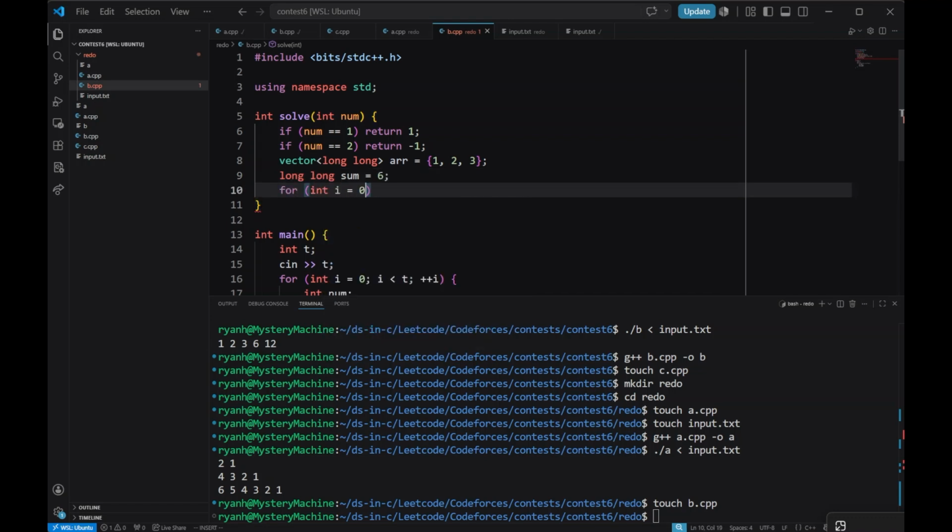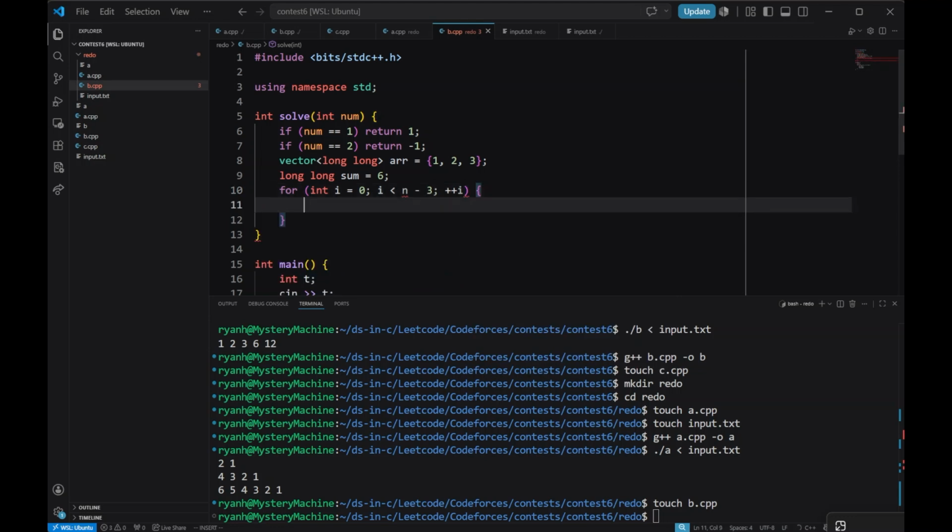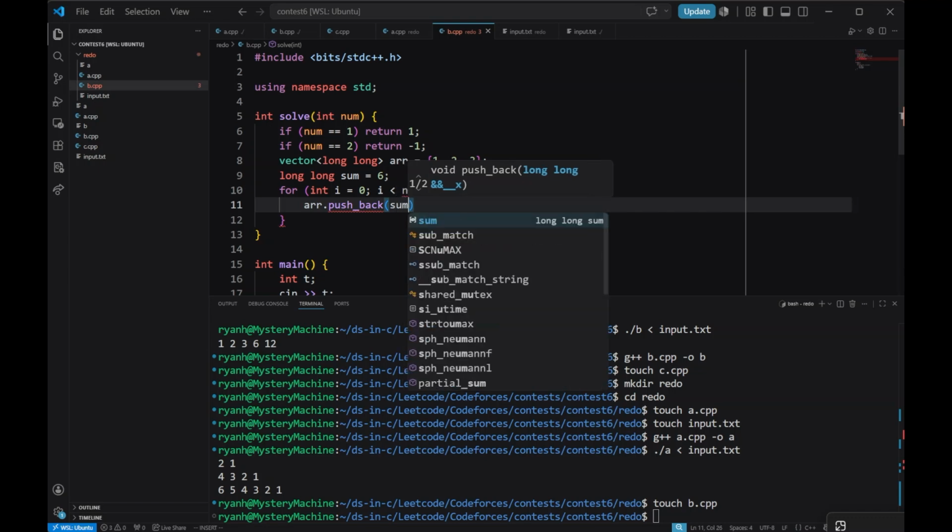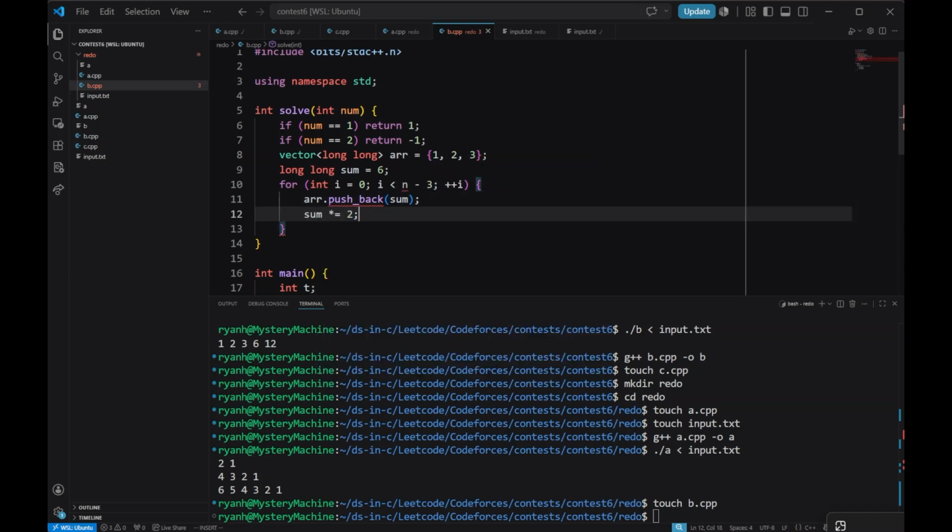So then we're going to do for int i equals 0, i less than n minus 3, because if you consider the case where n is equal to 3, you wouldn't want this to run at all because you just want to return 1, 2, 3. So we'll keep pushing onto this array. Array push back the sum, and then sum times equals 2, because we're creating room. Since the next one is also going to be dividing the whole, it'll be the whole divided by 2, basically.